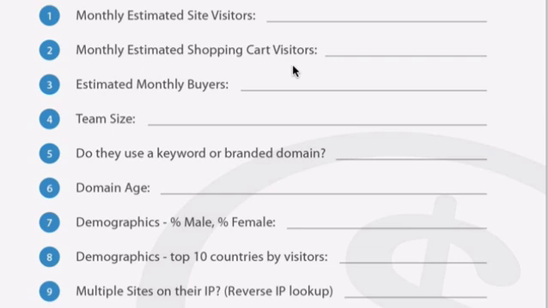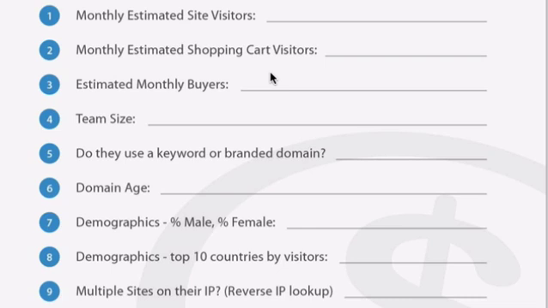We've gone over this. We've talked about the number of shopping cart visitors. And then, of course, we talked about the average abandonment rate being 60-something percent. So we would take about a 40% number of the shopping cart visitors to roughly figure out how many buyers they'd have. So that's how we'd get number three, the estimated monthly buyers.